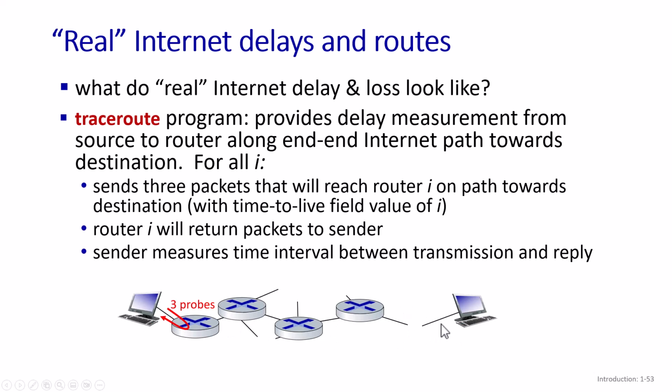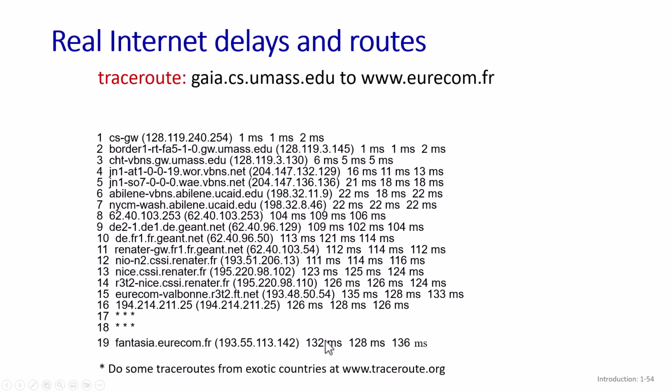We want to probe all the routers until the destination address. First our host machine will send a probe to the nearest router, and it will send 3 probes to get a fair reading from this router. Then it will continue getting probes from the routers along the way, and router i will return packets to the sender. The sender measures the time interval between transmission and reply, so basically the round trip time. Once our computer gets the measurements from this first router, it will send 3 probes to the second router and measure the time between transmission and reply. This continues until it reaches the destination.